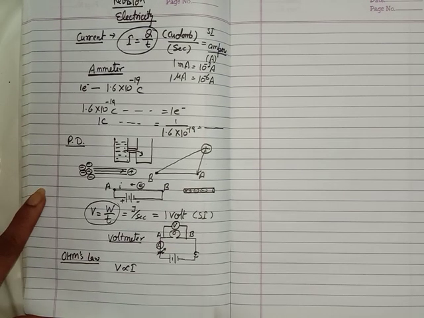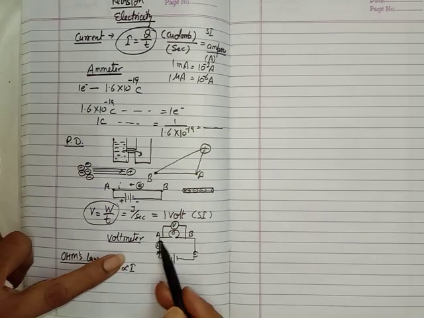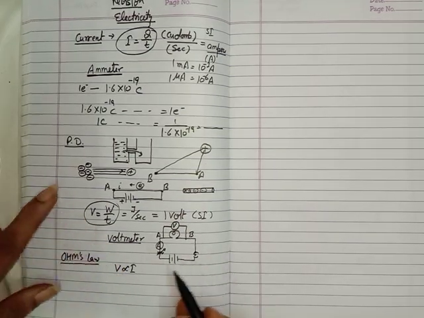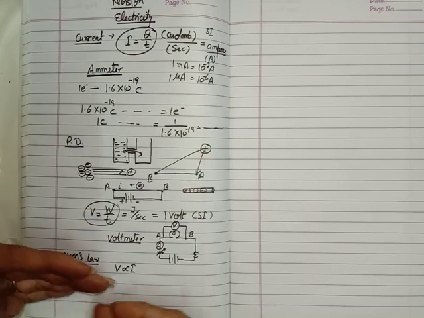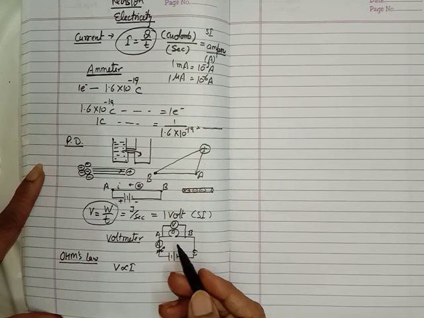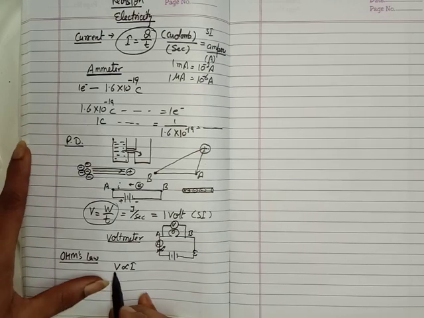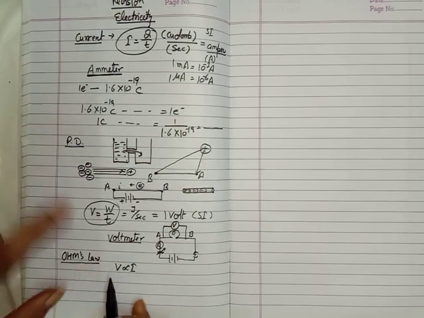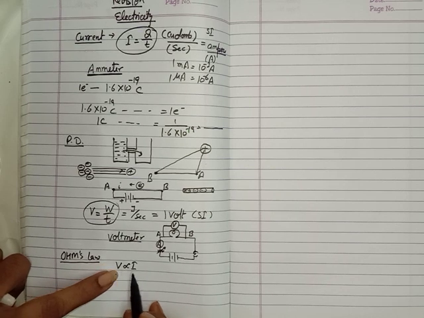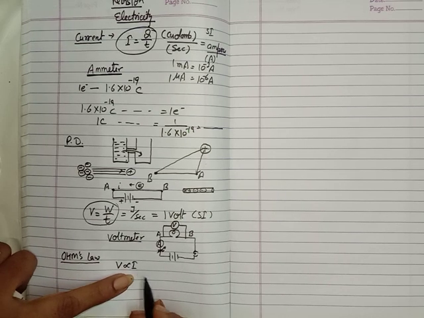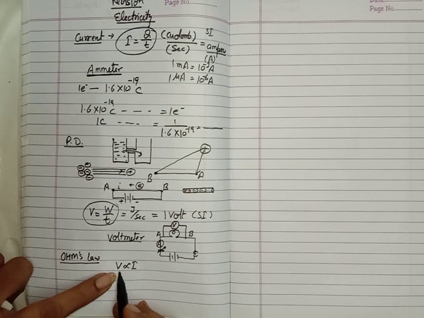In practicals, we saw that by changing the current in the circuit, the potential difference also changes. If we decrease the current, the potential difference also decreases. By increasing the current, the potential difference also goes on increasing. It means potential difference is directly proportional to the current. So this is the relation between the potential difference and the current.